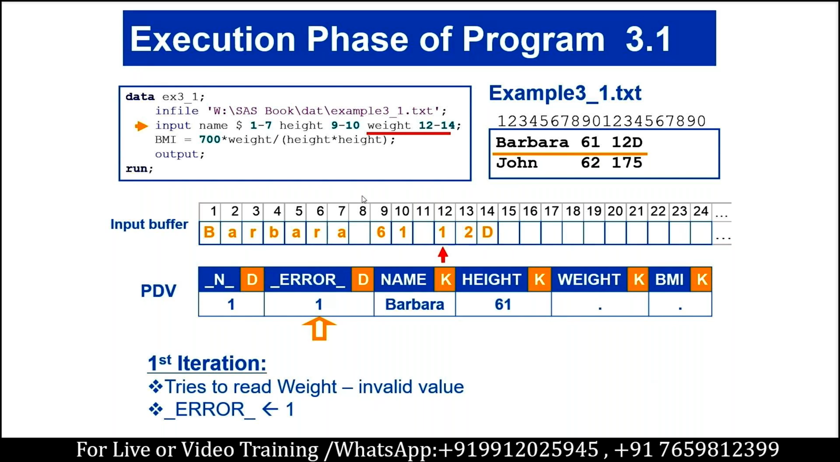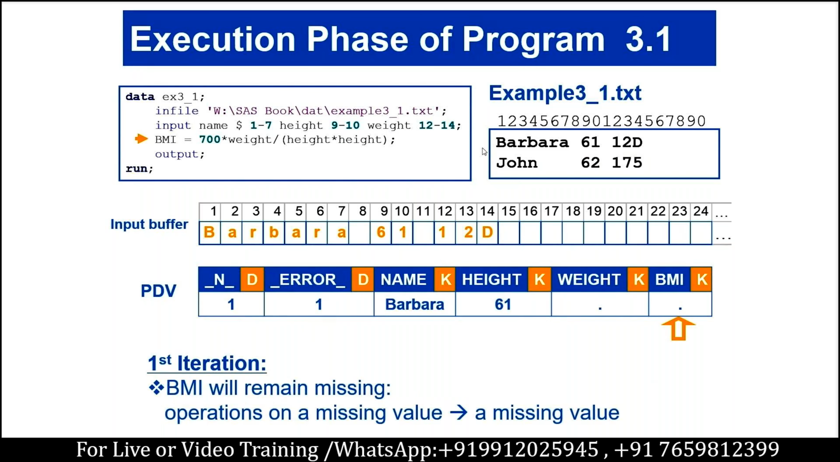Without weight, is it possible to calculate BMI? Next, the SAS cursor moves to the BMI. As weight is missing, BMI also remains missing. So 700 into dot, everything is going to be dot only. Without weight, we are not able to calculate BMI. Next, the output statement.